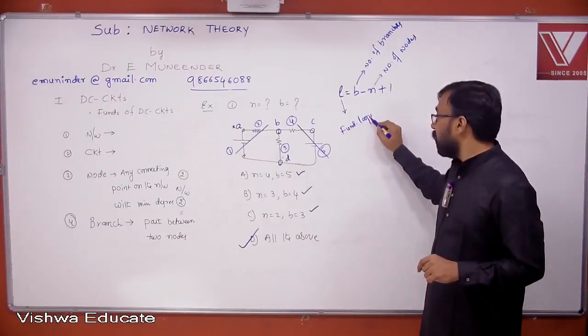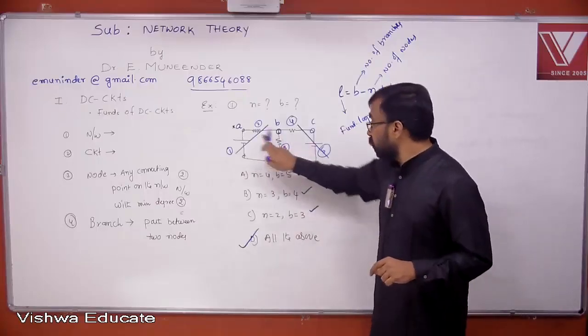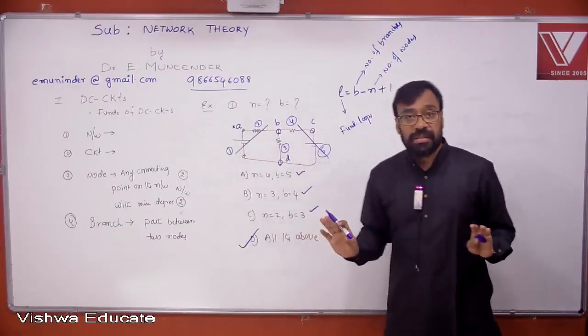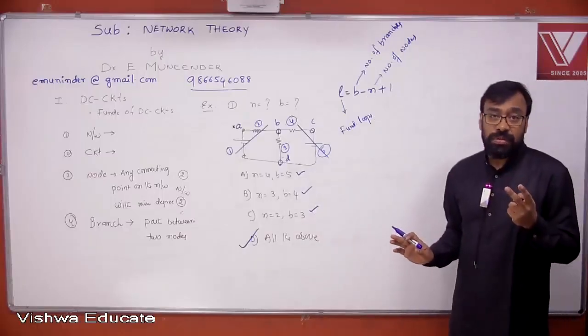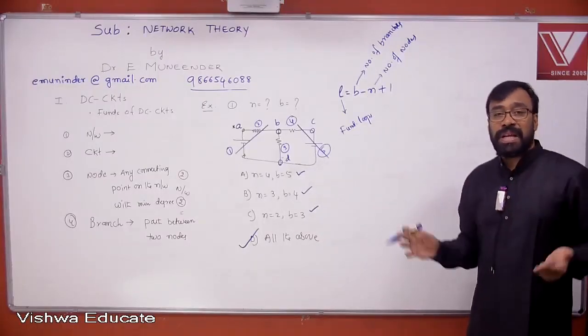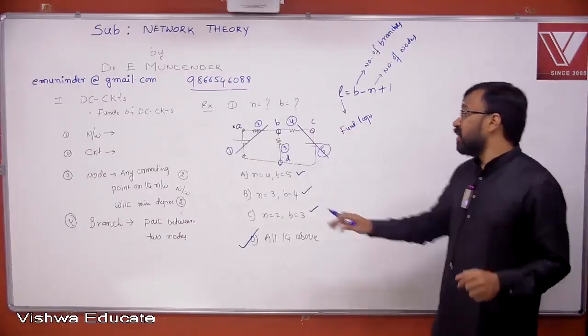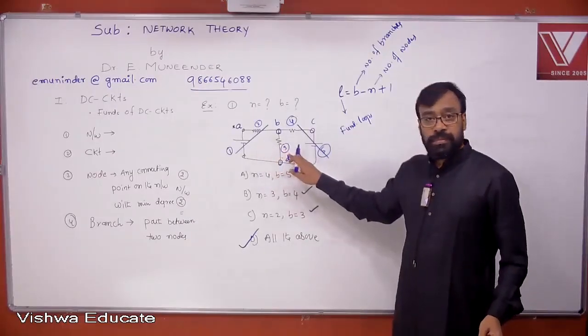Fundamental loops. How many loops are there? 1, 2, 3. But how many fundamental loops are there? 1, 2. That's it. There are only 2 fundamental loops. But the number of loops you can count; any closed path can be taken as a loop. But the fundamental loops are how many here? Only 2. You understand, all of you?